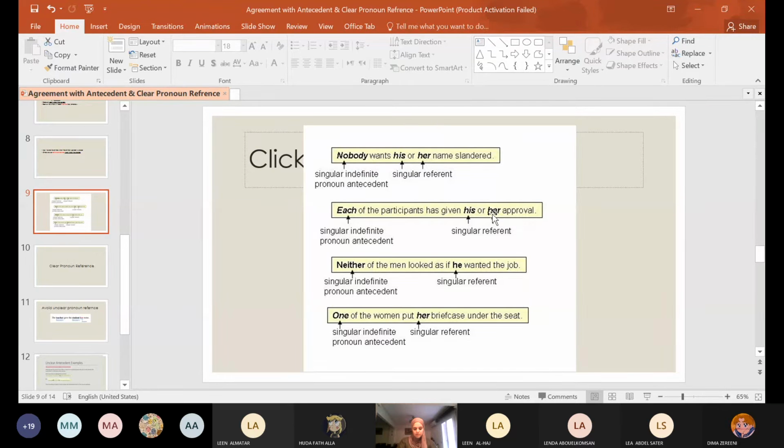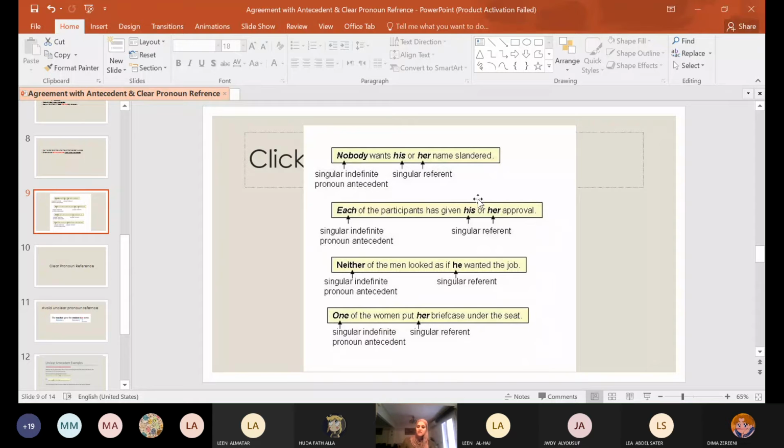Okay, number 10. Several members of the chess club will discuss their strategies. Yes, why their? Because we don't know the gender, and there are several. Several is plural, so it will be their, without looking at the gender.